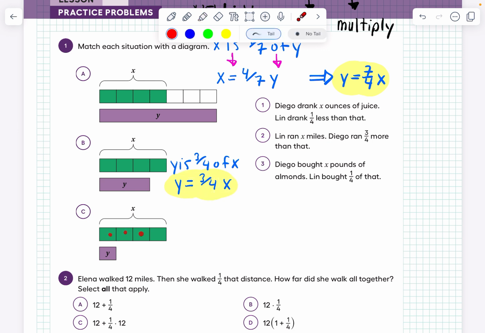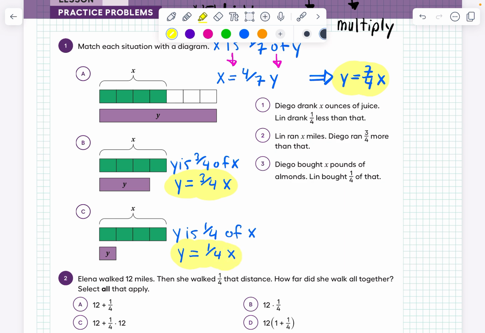Next, I have 4 parts and Y is the smaller one. Y looks like it's just 1/4 of X. Y is 1/4 of X. So then I'm going to translate that into Y equals 1/4 X.